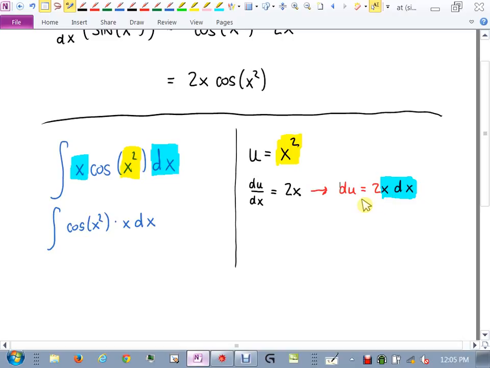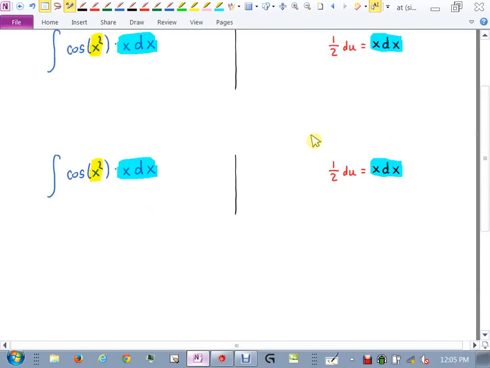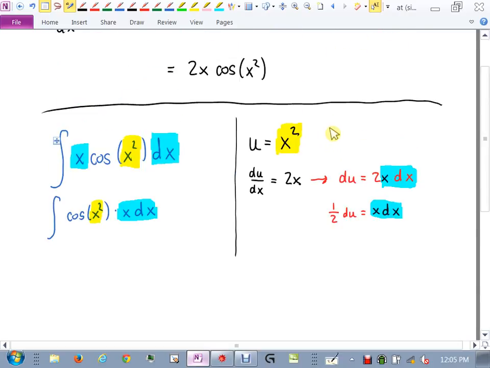So what I'm going to do is right here on this equation, I'm going to multiply both sides of this equation by 1/2. So what happens is I get 1/2 du equals what? x dx. Now do these match exactly? Yes? Any questions on what I've done? No questions?